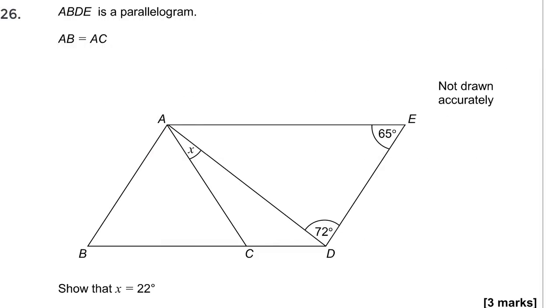ABDE is a parallelogram. AB is equal to AC. Let's show that x is equal to 22. Okay, now first let's add this extra information to the diagram, because it isn't already all there. If ABDE is a parallelogram, then this side and this side are parallel, and this side and this side are parallel. Also, we're told that AB equals AC, so this length is equal to this length, which means this angle is equal to this angle. Okay, so how does that help us?